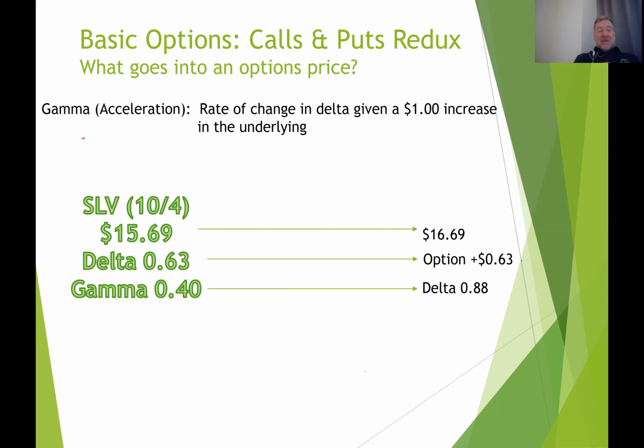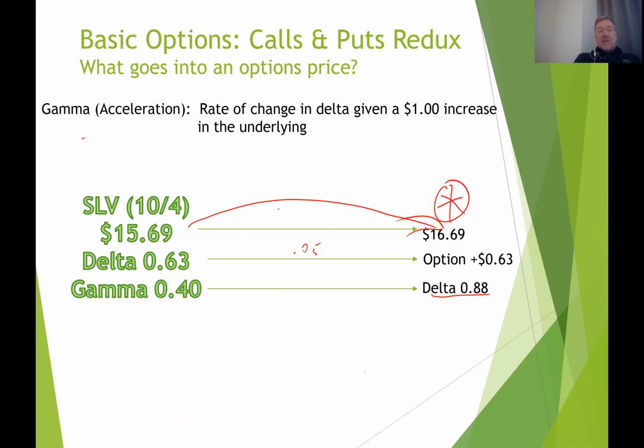Gamma, as I mentioned, is an accelerator of delta. The gamma in this example was 0.4. What that means is that if the price goes up to 1669, the delta at that point has gone up 40%. So now we've gone up 40% of 0.63, so now our delta is 0.88. And this is ever changing, obviously. So if it goes up 50 cents, you're going to have a higher delta.